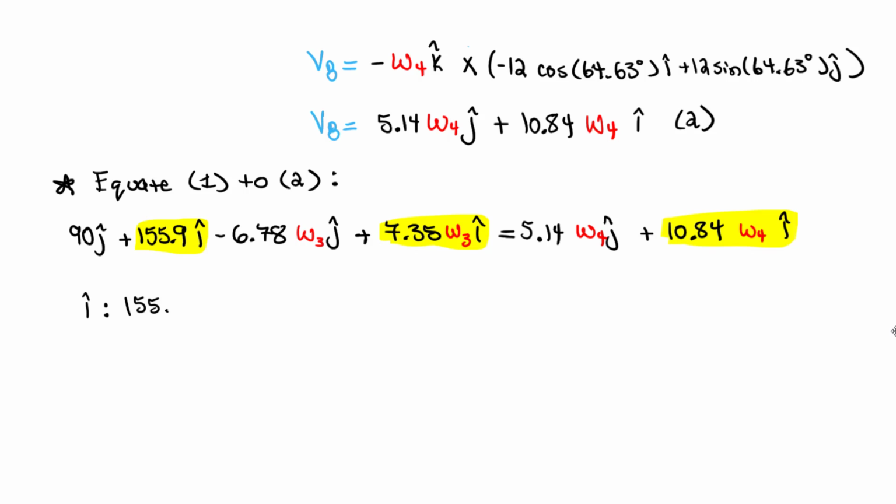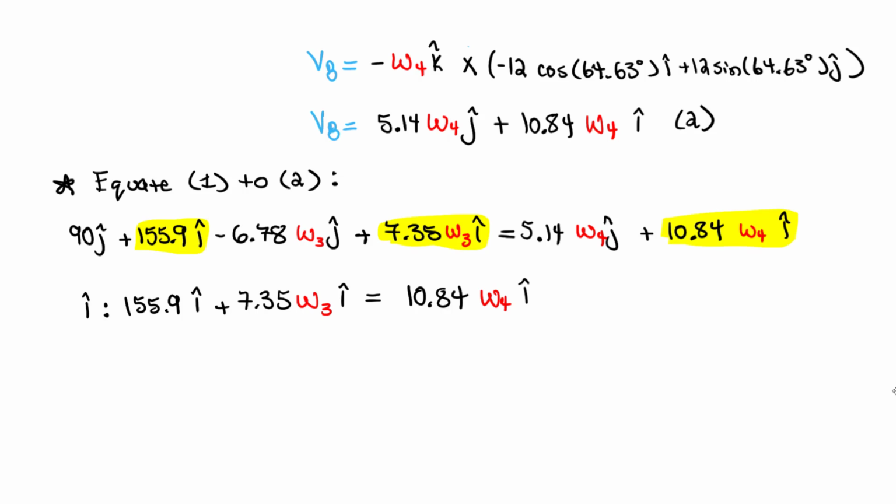So we take 155.9 in the I, then we do plus 7.35 omega 3 in the I. Everything should be I. Then we do equals, respect the equal sign, keep this equal sign, 10.84 omega 4 in the I. So that was the I components.